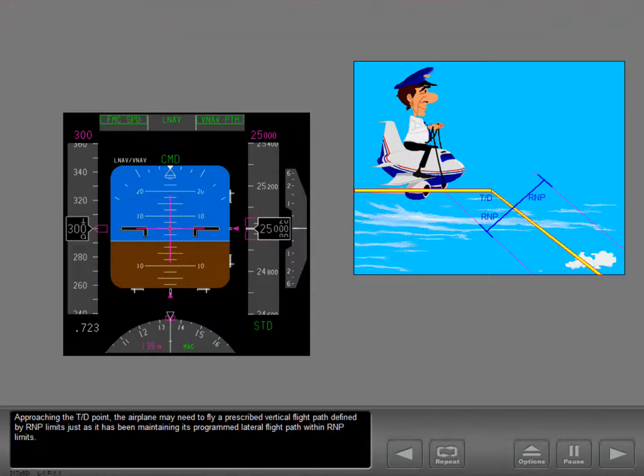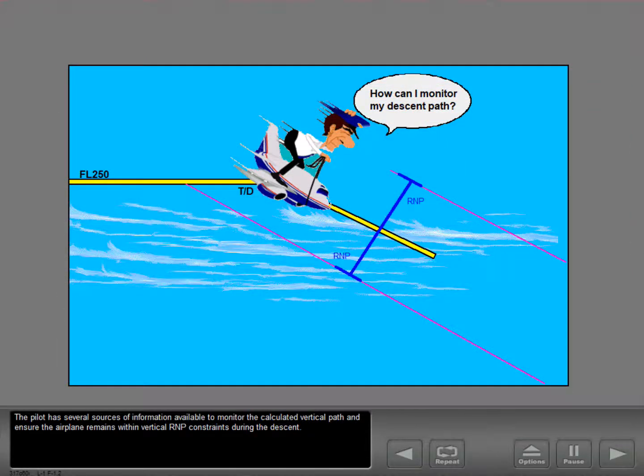Approaching the top of descent point, the airplane may need to fly a prescribed vertical flight path defined by RNP limits, just as it has been maintaining its programmed lateral flight path within RNP limits. The pilot has several sources of information available to monitor the calculated vertical path and ensure the airplane remains within vertical RNP constraints during the descent.